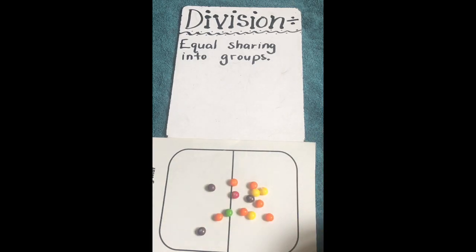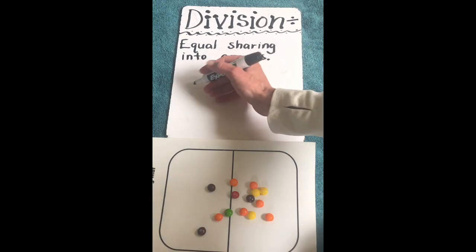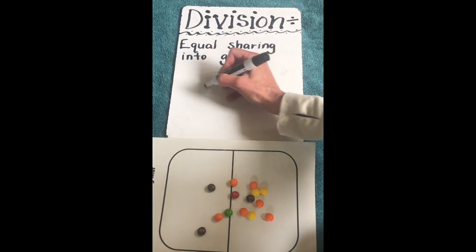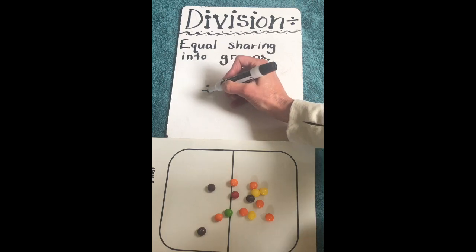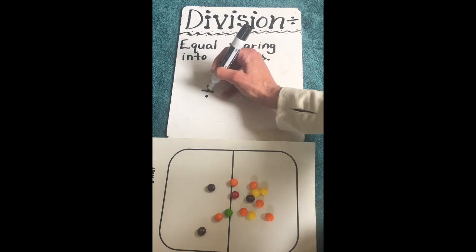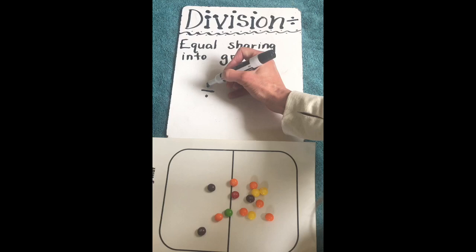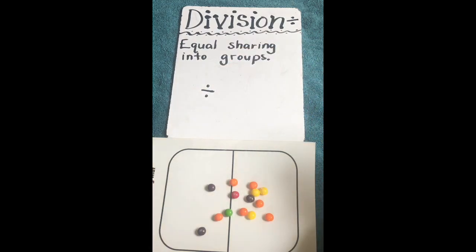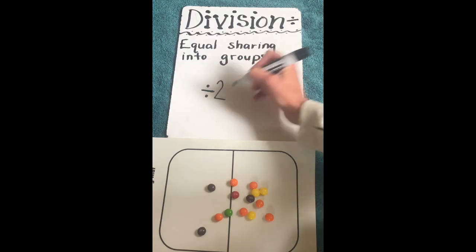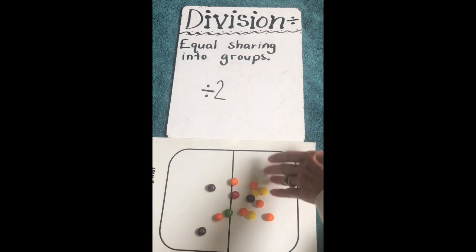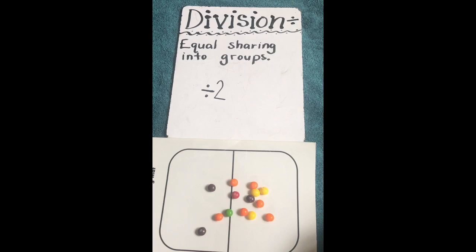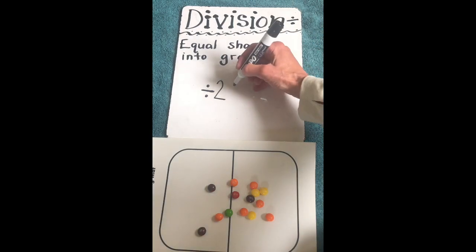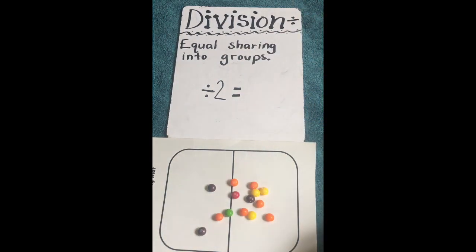So since I'm sharing into two groups, go ahead and grab your whiteboard or a piece of paper or your math journal and let's write the division symbol. It looks like this: a line in the middle and a dot on the top and a dot on the bottom. And we're going to put a 2 after that because we're dividing it into two. Remember, one for me and one for her. Then we're going to see how many we each get when we divide them into our two equal groups.